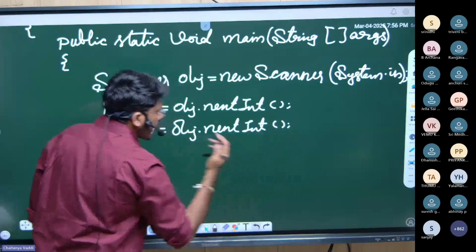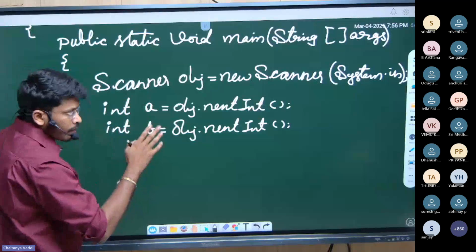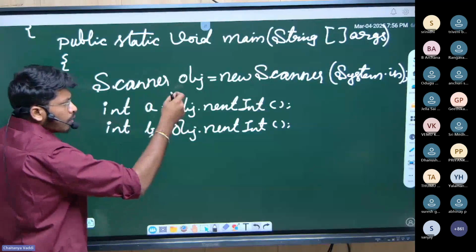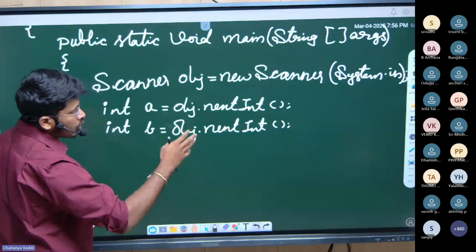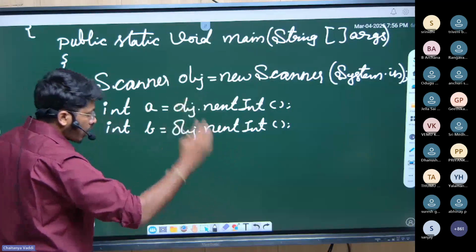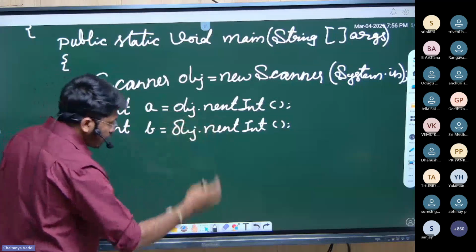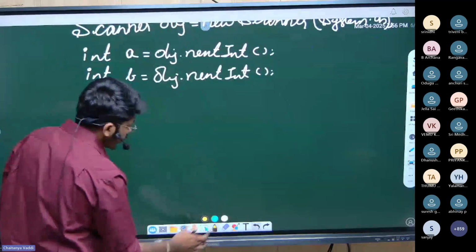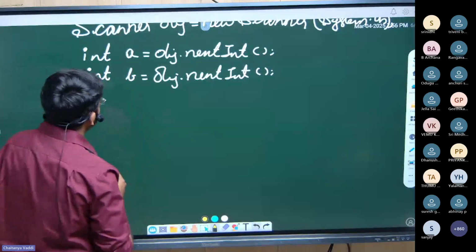So here you are taking 2 numbers, but no need to create 2 objects for the Scanner class. With the one object we can call n number of methods n number of times. If you want to read different data types also, you can call nextFloat, nextDouble, like that. If you need, you can call obj.nextFloat directly, right? Here we are getting only 2 integers, so I'm taking 2 integer values a and b.